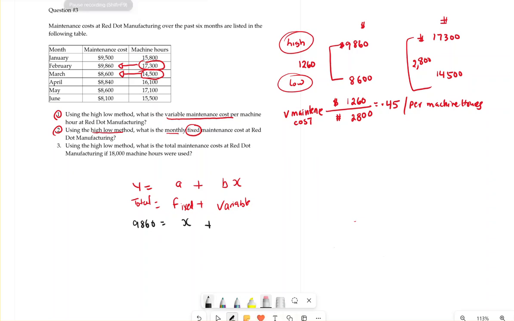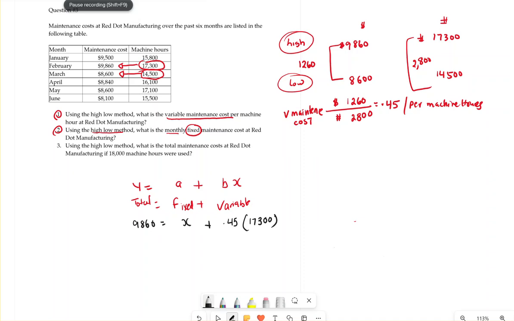0.45 is your cost per machine hour. How many machine hours under the high? 17,300. So those are the machine hours. Or you could put it under the low. So in this case, you could use either high or low.